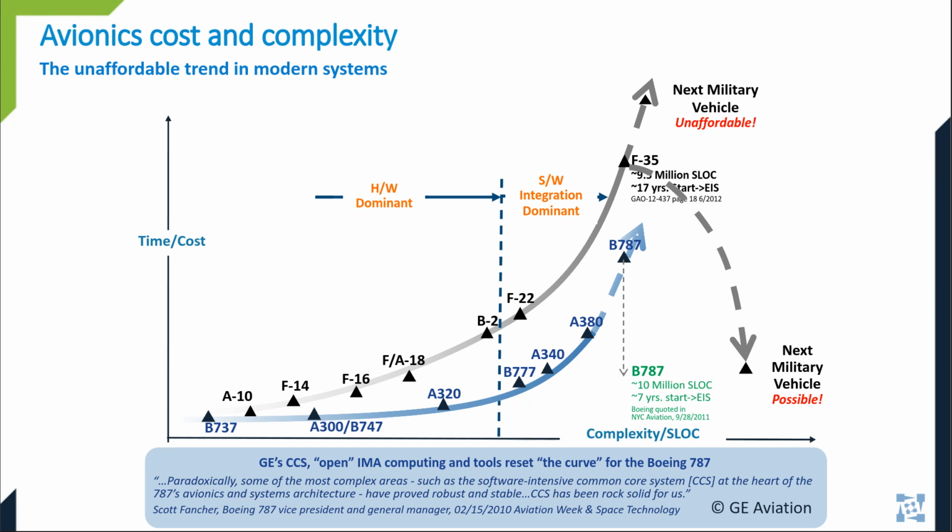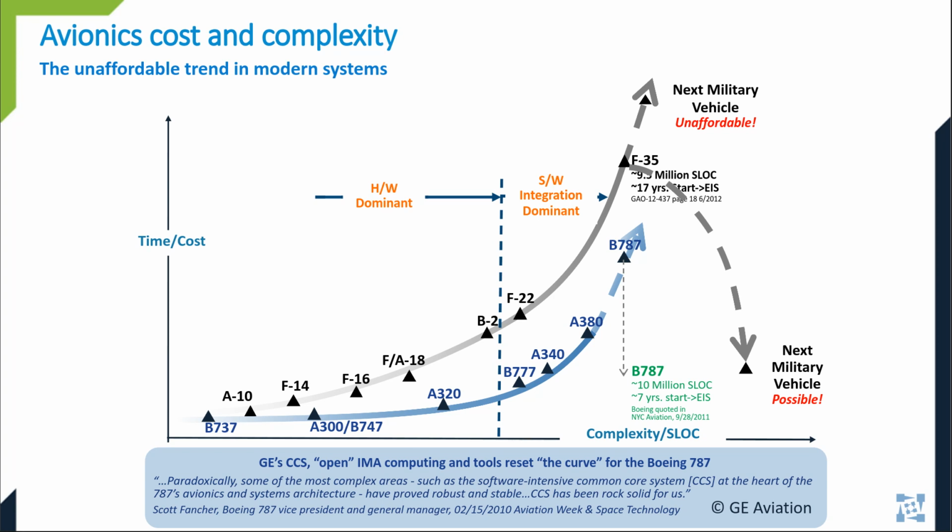Now, this is a chart that the FACE Consortium uses to show the unaffordable trend that we were in building modern avionics, and also the trigger that sparked the birth of FACE. As you can see, the cost to develop, integrate, and maintain software continues to grow at an exponential and unsustainable rate.